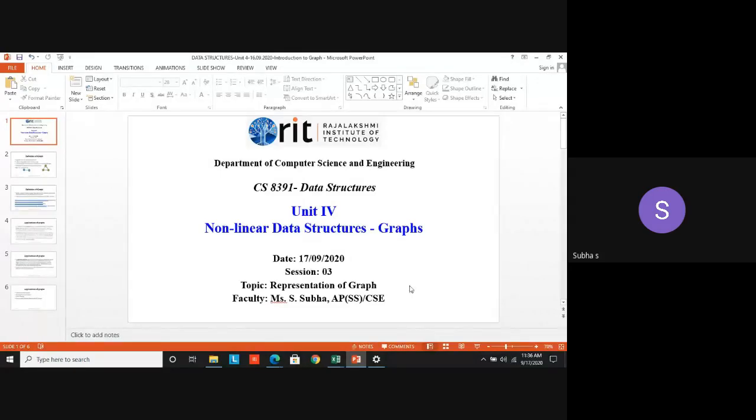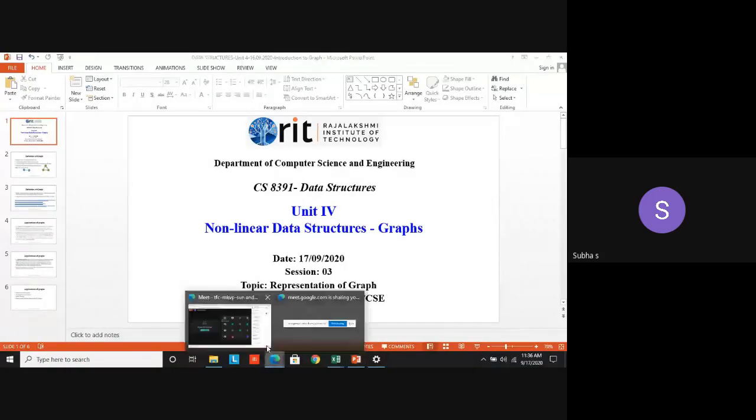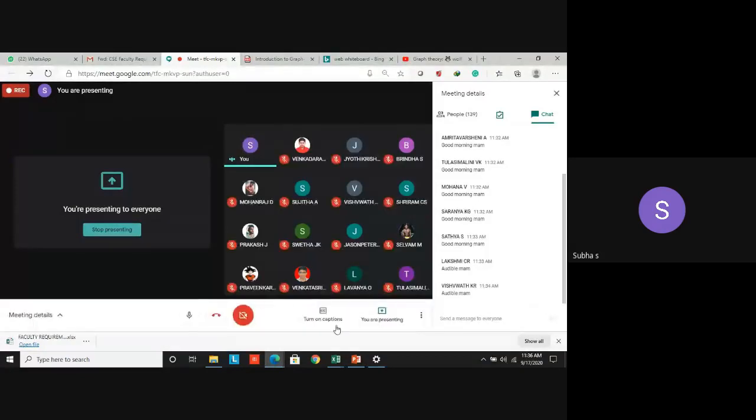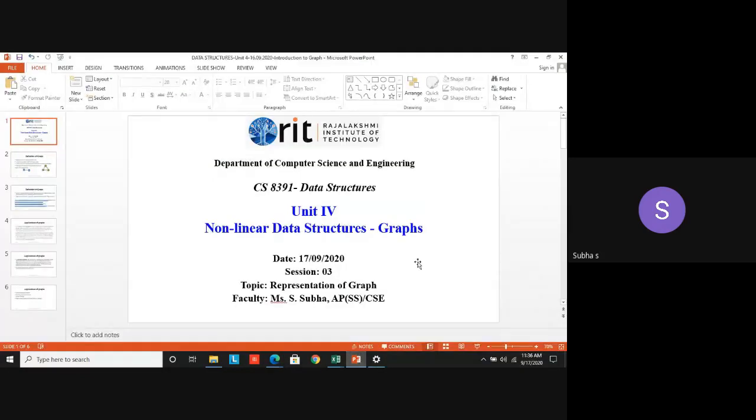In today's topic, we are going to see about representation of graph. That is, how we are going to represent the graph. With that representation, how we are going to apply it in different scenarios, that we are going to see now. Before that, let's quickly revise the previous topics.